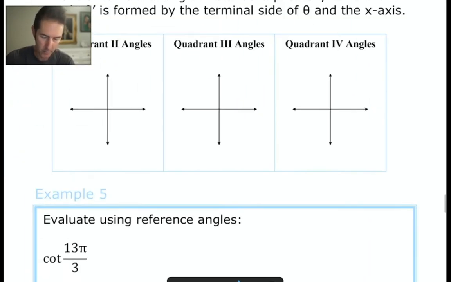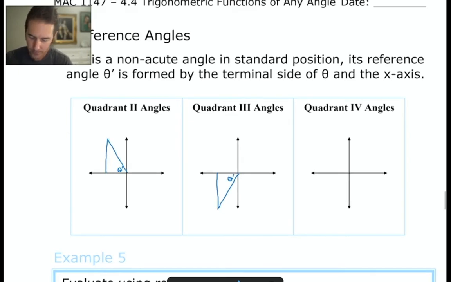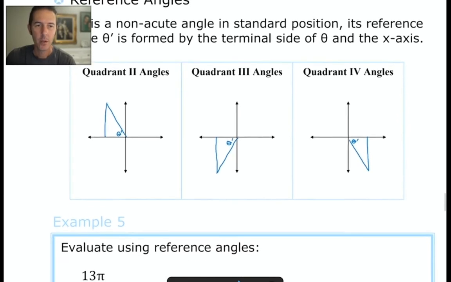If you draw an angle into the second quadrant, we've been drawing reference angles in here, theta prime. In the third quadrant, vertical line up to the x-axis, theta prime is here. Inside the triangle, the angle nearest the origin is the reference angle. That's how I like to phrase it. I'll say it one more time. Inside the triangle, the angle nearest the origin is the reference angle. And we call it theta prime.